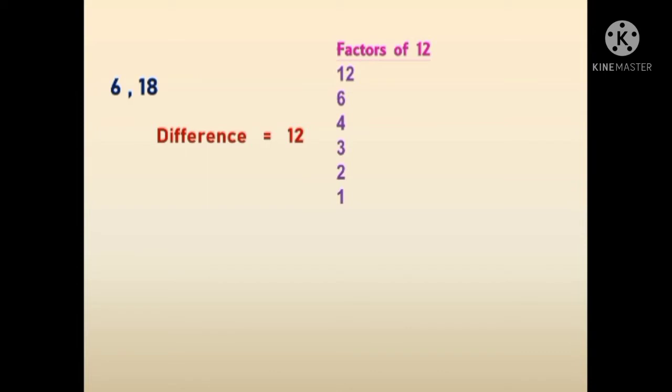After finding the factors list, make sure the factors are in descending order, that is, highest number first and lowest number last. So, the numbers are in descending order only. Next, we are going to use the second step.